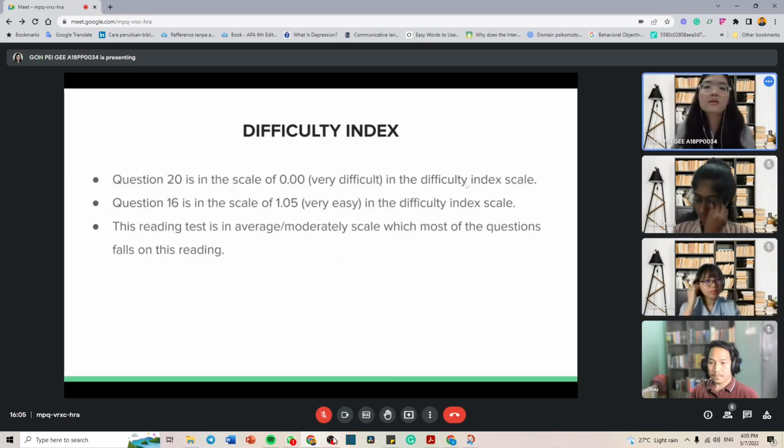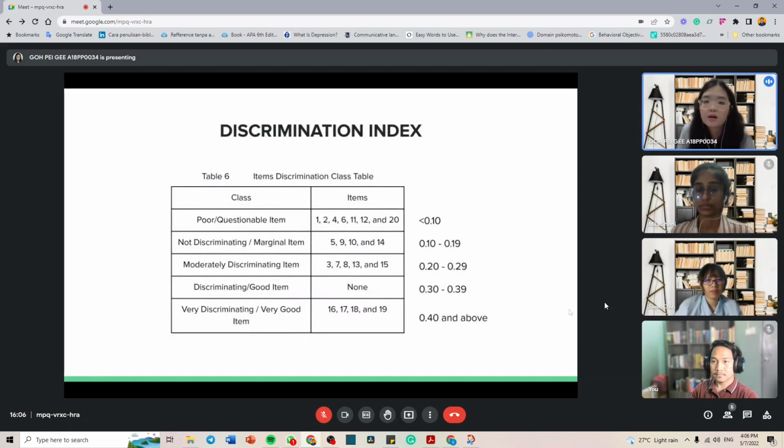For difficulty index, first of all, what is difficulty index? According to Goh and also Jalil 2012, the percentage of students who correctly answer the item is the difficulty index, which is also called the p-index. And for our test, question 20 is on the scale of 0.0, which is very difficult, and question 16 is on the scale of 1.05, which is very easy. So basically, I analyzed by choosing the first, very difficult one, and the second, a very easy one. And overall, for our test, most of the questions fall on the average or moderate scale for difficulty index. All right, for the next part, I'm going to pass to our next member.